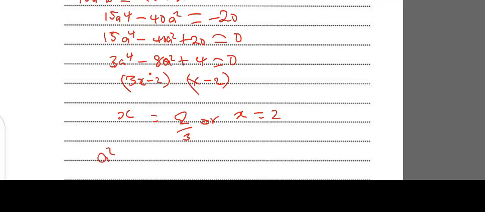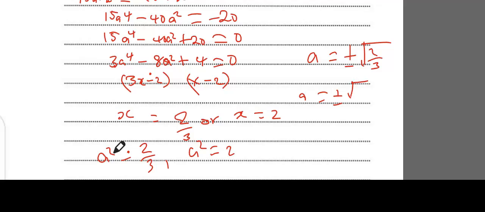But we know that x is a squared, so it is either a squared is 2 over 3 or a squared is 2. And we can find what a is. So a is nothing but plus or minus the root of 2 over 3, or maybe a is plus or minus root 2. Simple as that.